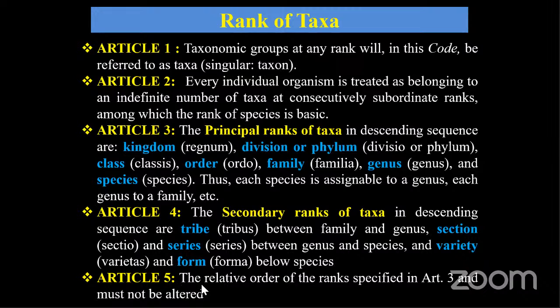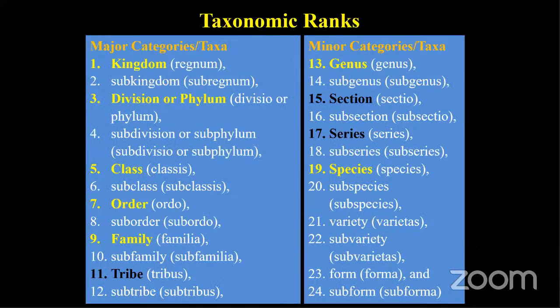And Article 5 says the relative order of these ranks specified in Articles 3 and 4 must not be altered. Means whatever the rank positions are, the descending or ascending sequence, it should not be altered in any case. If you want to use these taxon ranks, you should use them in the same manner as given by the ICN. So these are the certain articles which are mainly responsible for this.